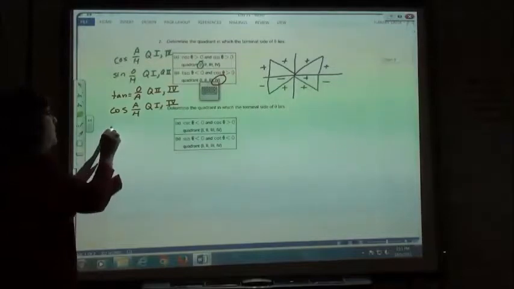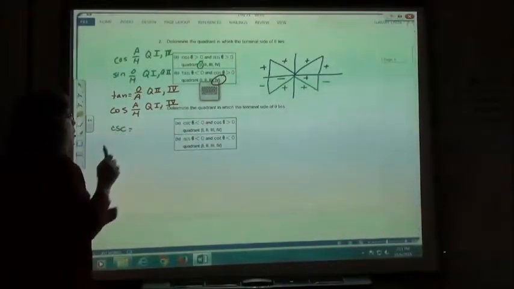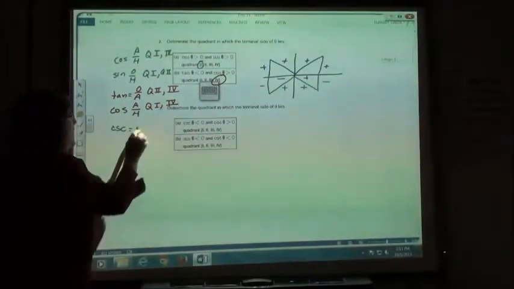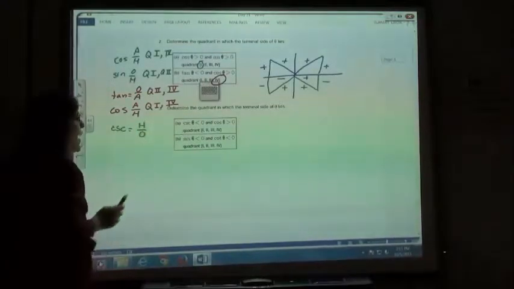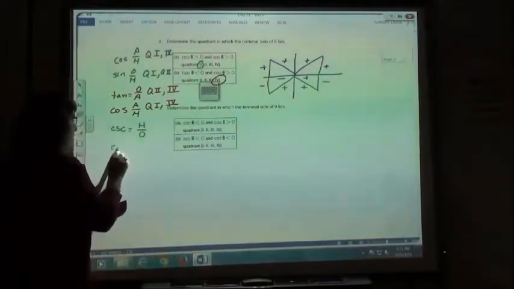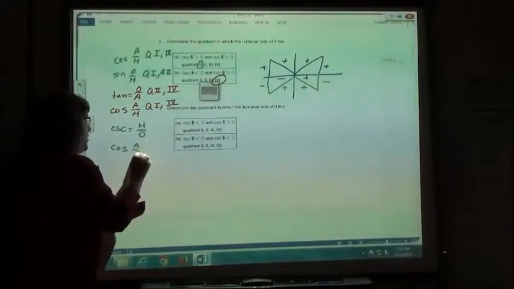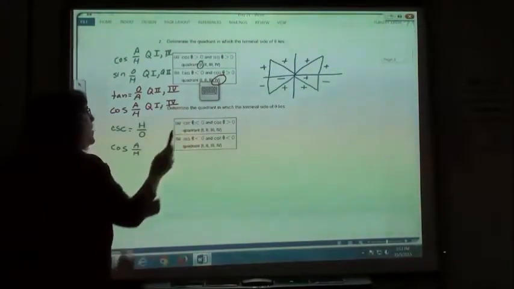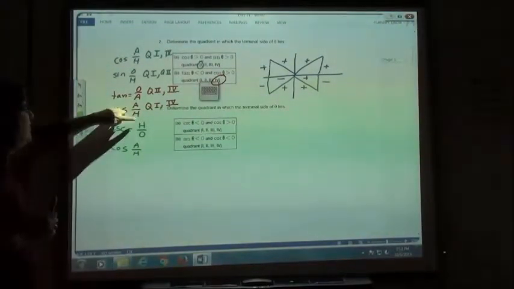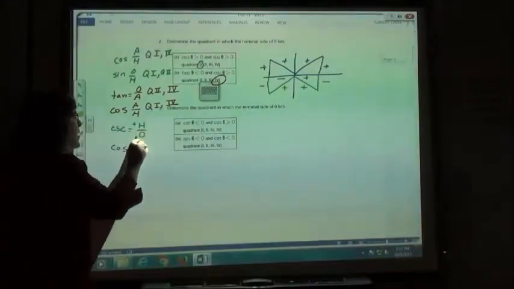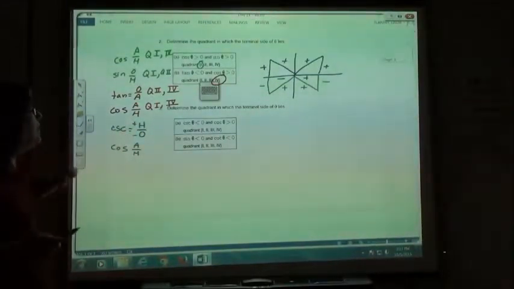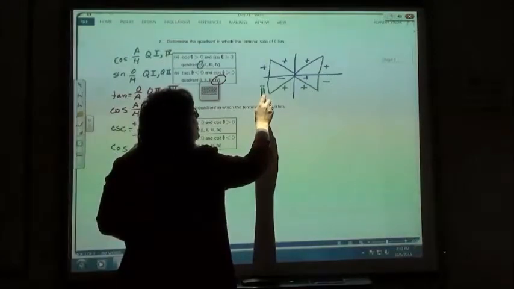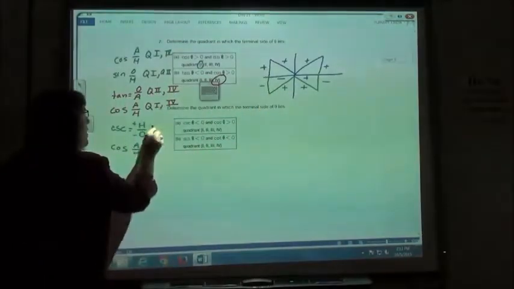And 3, I'm doing the cosecant. The cosecant is the inverse of the sine, so I'd have my hypotenuse over my opposite, and then of course my cosine, my adjacent over my hypotenuse. So I want my cosecant to be negative. This is always positive, so I need my opposite side to be negative. My opposite side is negative down here in quadrant 3 and quadrant 4.